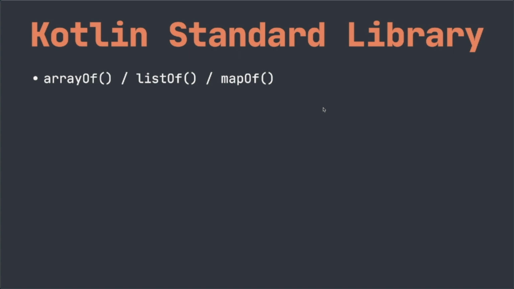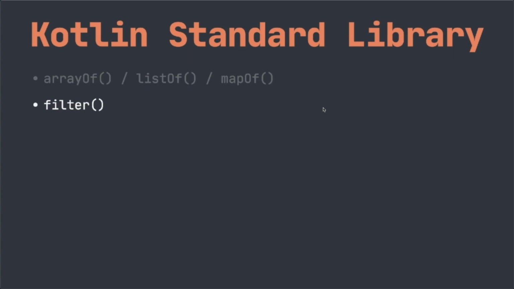So first off, we have these little helper methods for creating collections. So we have arrayOf, listOf, mapOf. All of these will create immutable collections. And then similarly, we have mutableListOf and mutableMapOf if you need a mutable type.